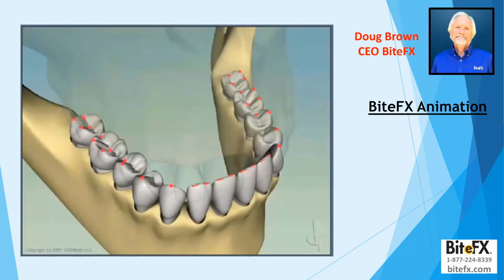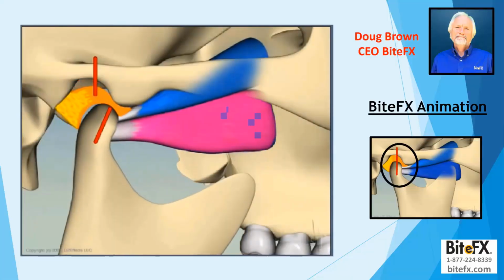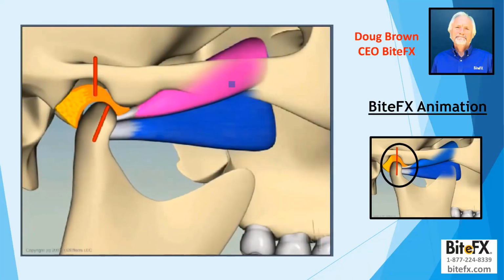Now I'm going to let Doug Brown, the CEO of BiteFX, walk you through this in an animation. This animation was designed for dentists to show their patients, so he'll use some basic words, but you'll get the idea of the complexity of this lateral pterygoid. Anytime you see an animation from BiteFX, notice that when those red lines line up on the top of the condyle in the glenoid fossa, that means that condyle is in the most superior position, what we call centric relation.